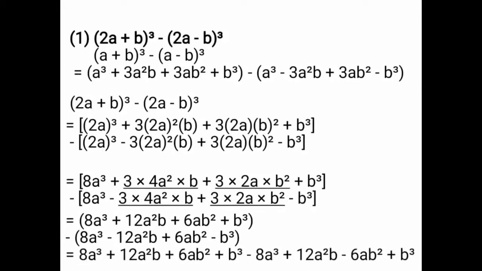That is equal to 8a cube plus 12a square b plus 6ab square plus b cube minus 8a cube plus 12a square b minus 6ab square plus b cube. In the second bracket, all signs will change because you have a minus sign in between the expansion formulas. If a minus sign is there in between, all the signs of the second bracket will change.